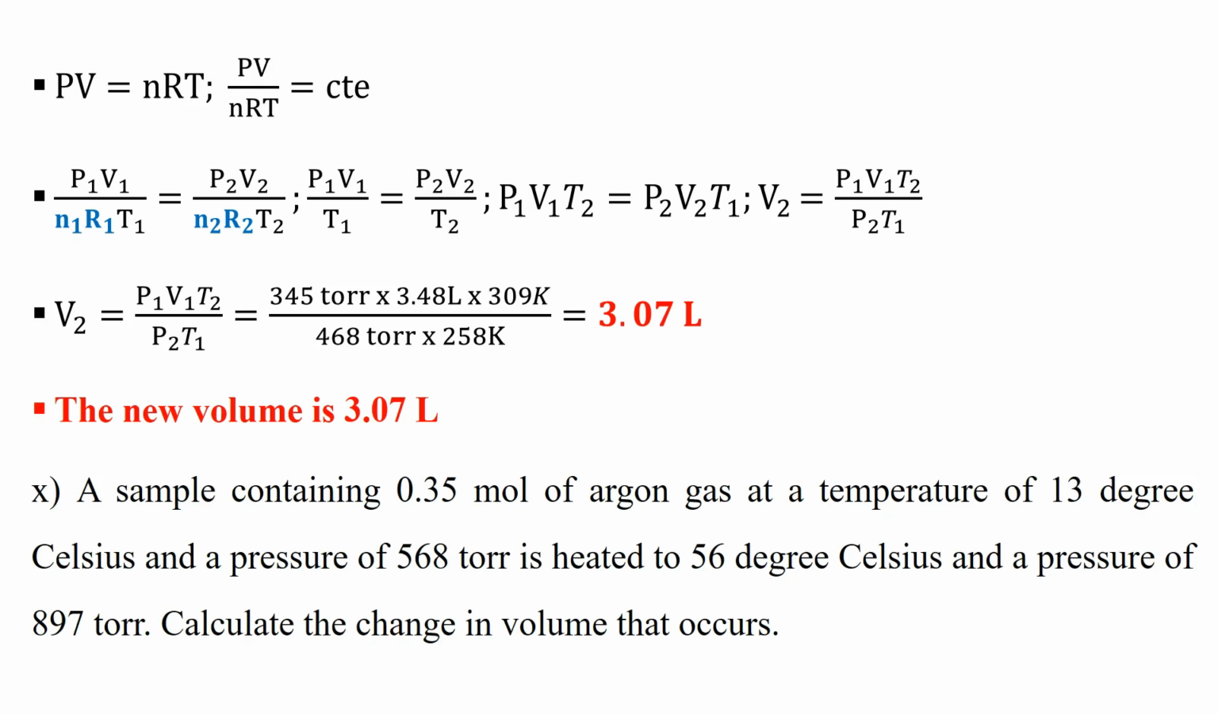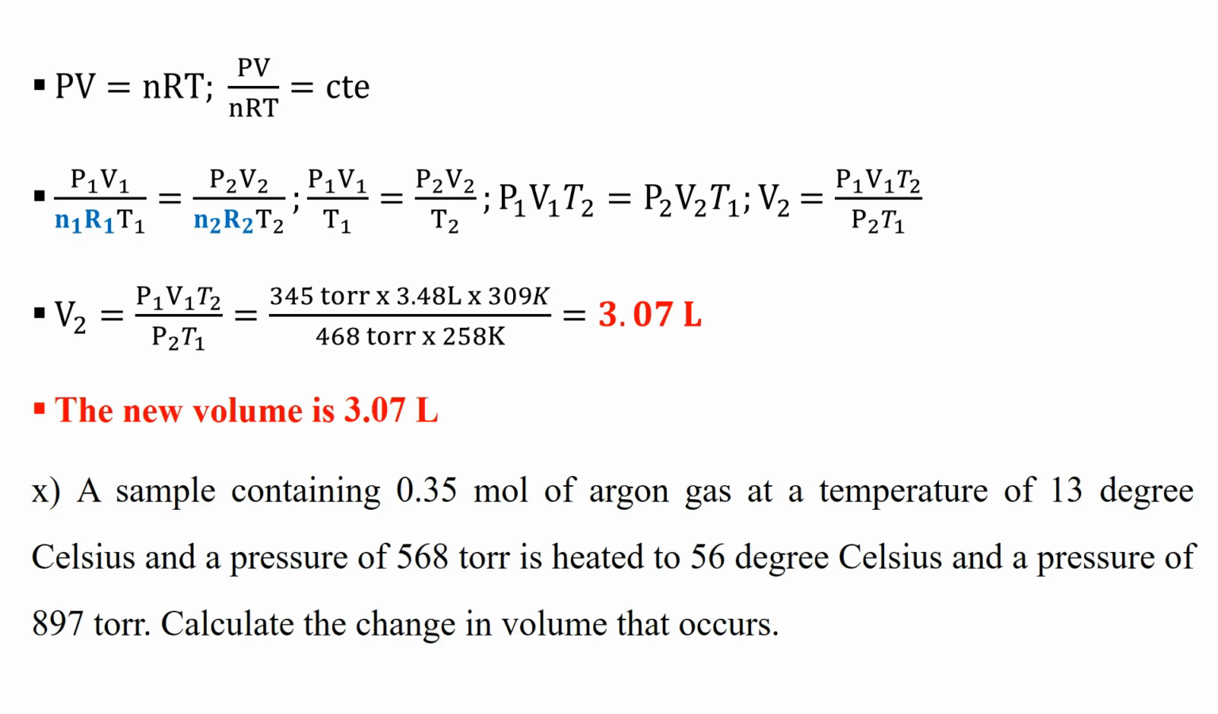Then in that case, we can arrange the terms. To get the volume which is asked, we are asked to calculate V2. V2 will be equal to P1 V1 T2 over P2 T1, and then after replacing the values, we will get 3.07 liters as the second volume, V2, the new volume.